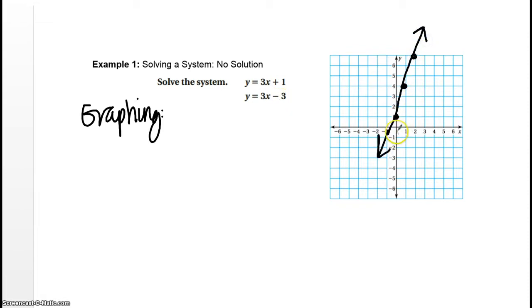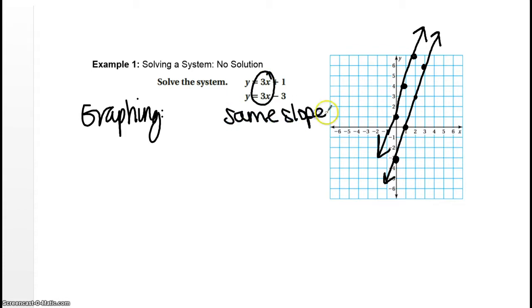Okay, 3x minus 3 is y-intercept at negative 3. I rise 3, run 1. As you can see, these lines have the same slope, which also means that they're never going to intersect, so this would be no solution.